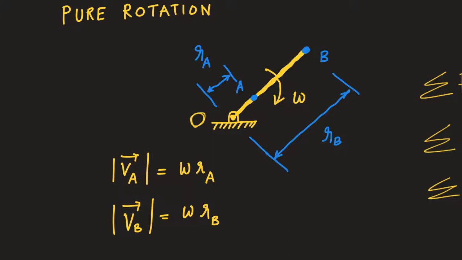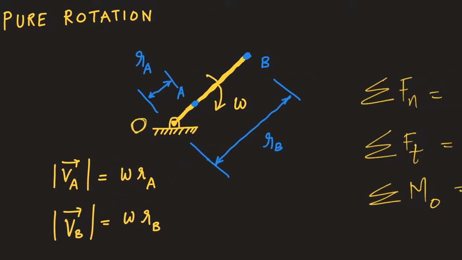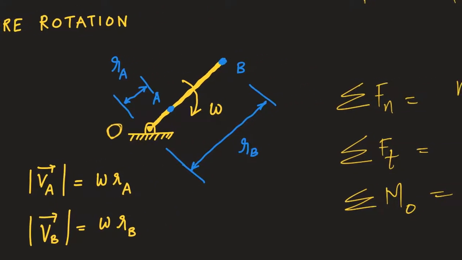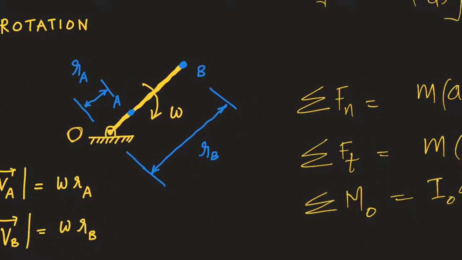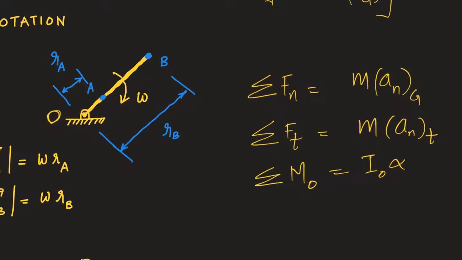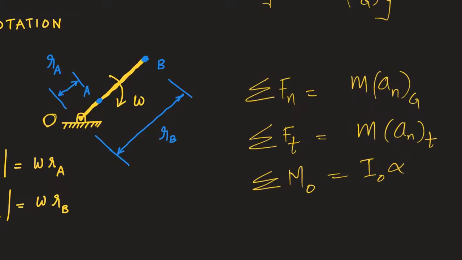Now once it comes to dynamics, if you want to write the equation of motion from a kinetics point of view for a body which is undergoing pure rotation about a pivot point O, these are the set of equations you need to use. Again, I won't get into the details. You sum up the forces along the normal direction. So say this is the normal direction and this is the tangential direction. So you sum up the forces along the normal direction, that should be equal to mass times the normal acceleration of your mass center. The same holds true in the tangential direction also.